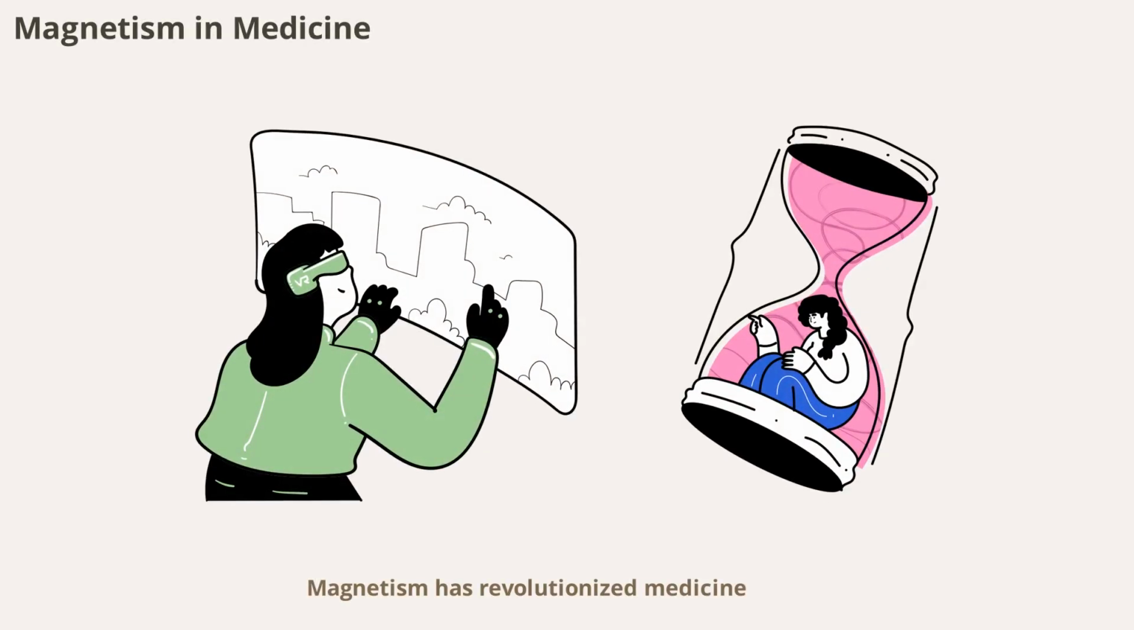Magnetism has revolutionized medicine, especially through technologies like magnetic resonance imaging, MRI. MRI uses strong magnetic fields and radio waves to create detailed images of the body's internal structures. This non-invasive technique has become essential for diagnosing diseases and guiding treatment. The development of medical magnets has improved patient care and expanded the possibilities of medical research.